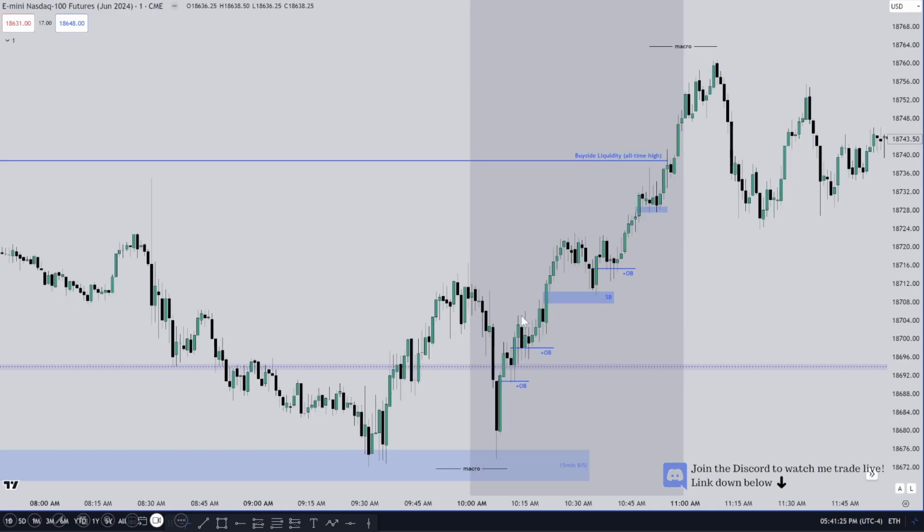All right, 1 minute chart. Again, dropping down into that 15-minute fair value gap. Once more, failing to take out this low. You can go into your charts.